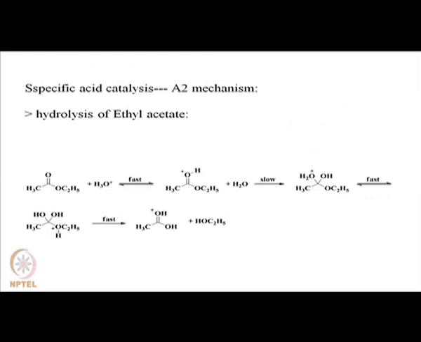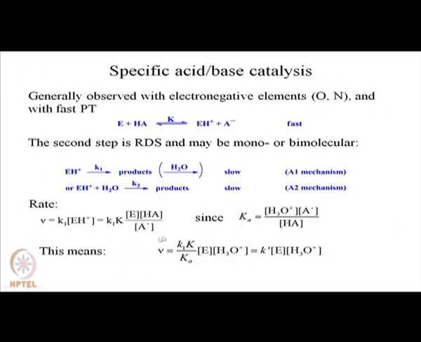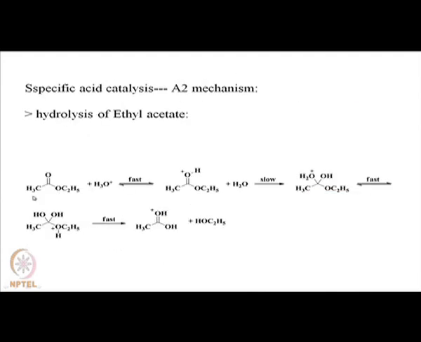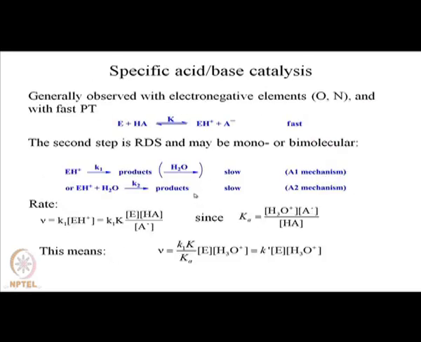Okay. Next, specific acid catalysis, and it is the A2 mechanism, hydrolysis of ethyl acetate. So, ethyl acetate, again go back to this one, slow equilibration, fast product formation. So, this one in presence of H3O plus, this is your fast equilibration, A2 mechanism. It is a bimolecular, of course, A2 mechanism means it is a bimolecular one.